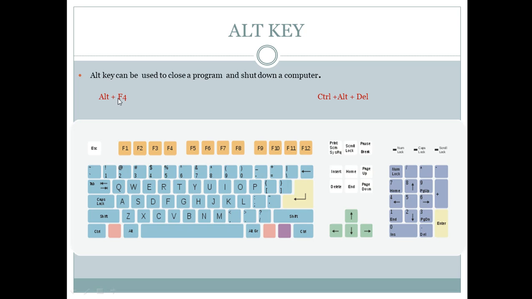If we press this key combination, we press the Alt key and keep it pressed, and along with this we press the F4 function key. What will happen? This key combination is used to close the program or the application which we have opened. And this combination of three keys, that is Control plus Alt plus Delete, this DEL is the Delete key. If we press these three keys together in combination, then this combination can be used to shut down the computer.